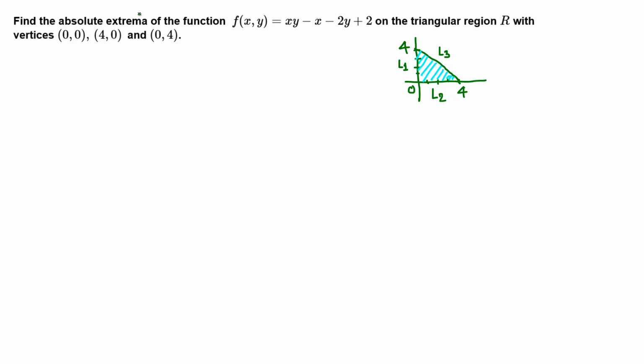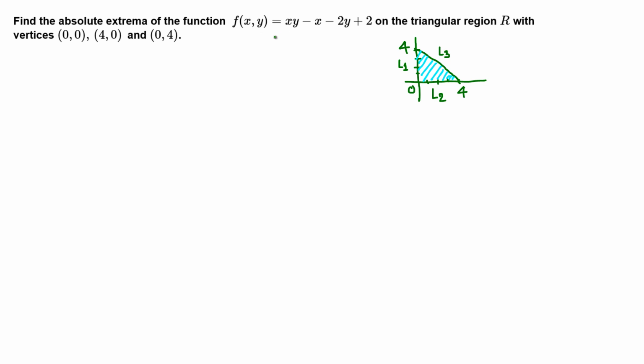Find the absolute extrema, that means absolute maximum and absolute minimum values of this function on the triangular region R. This is the triangular region with vertices (0, 0), (4, 0) and (0, 4). So we first find the critical points of this function inside this region, and we evaluate the function at those critical points and at the boundary. Boundary means this line segment L1, this line segment L2 and L3.